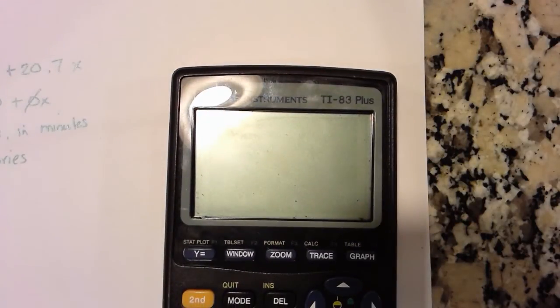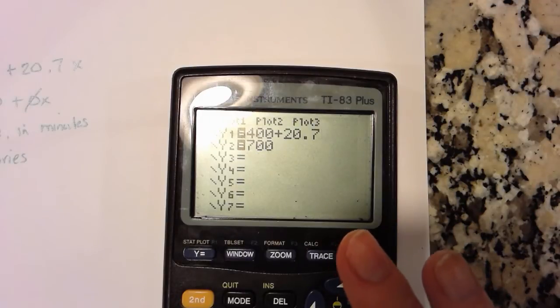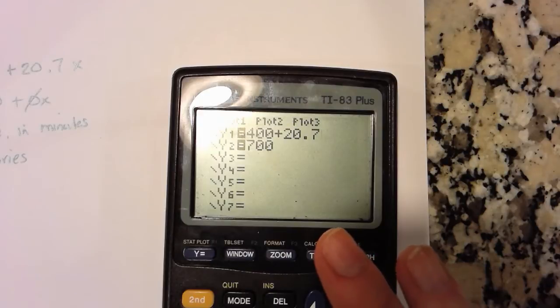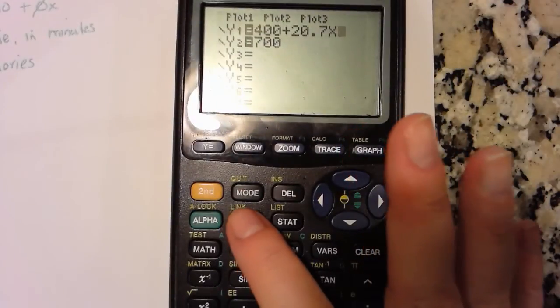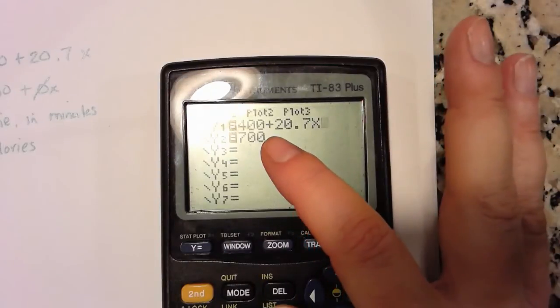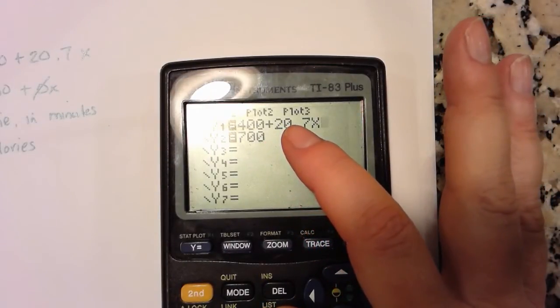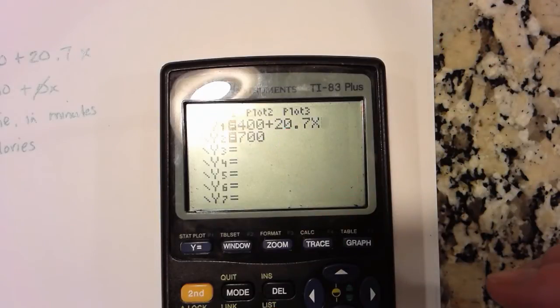I'm going to choose Y equals, and for the first one I'm going to say 400 plus 20.7x. Make sure that you don't use the symbol for multiplication. You want to use the variable x. I do that with the button right there. It gives us the variable x. And our second plot is just going to be a straight line of 700, which is his goal for calorie burning in his workout. So that's all I need to do to set it up.